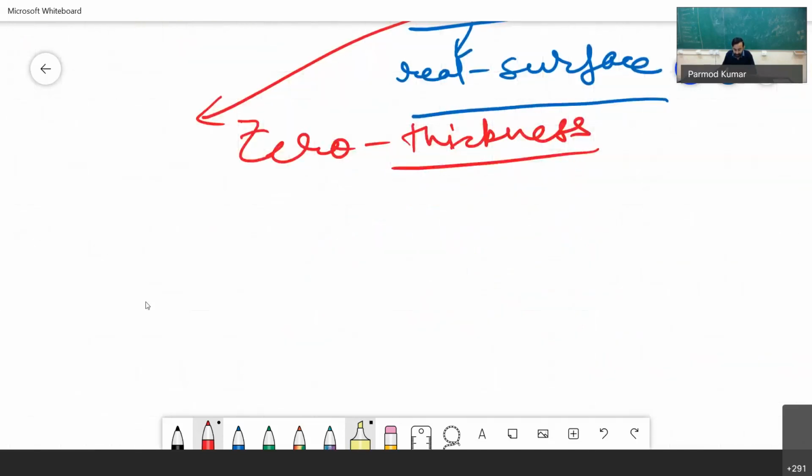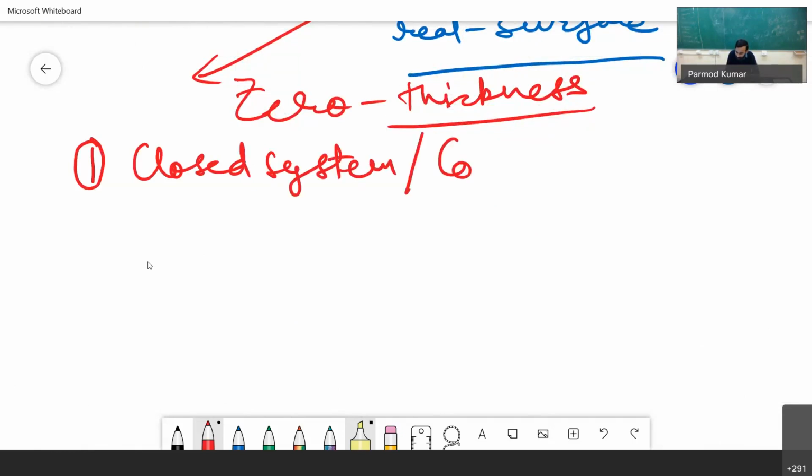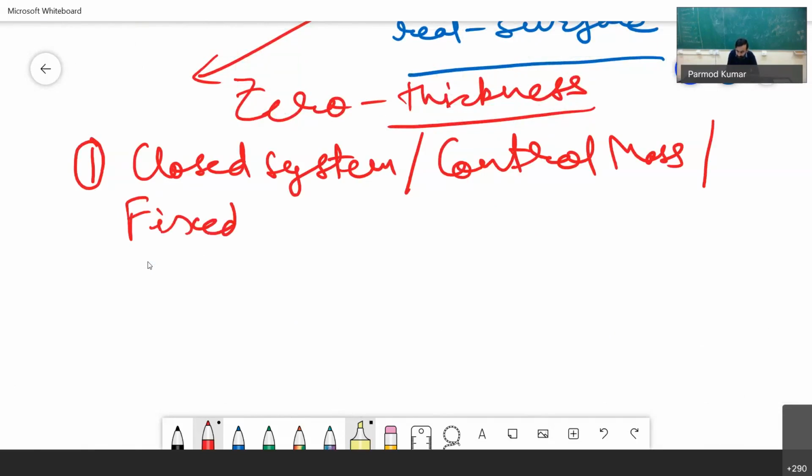Now, if we go into more detail, we can specify the first type of system as our closed system. It is also known as a control mass system. It is also known as a fixed mass system. Okay, so there are three different names: closed system, control mass system, or fixed mass system.